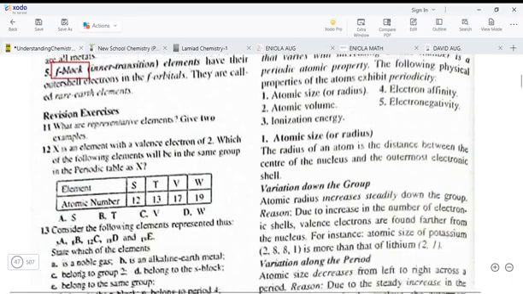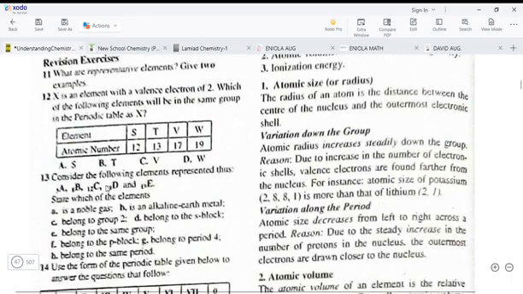Then if you look at the next question, consider the following elements represented thus: A, B, C, D, E, having atomic numbers of 3, 8, 12, 18 and 19. They say state which of the following is a noble gas. A noble gas has a complete shell after taking your 2, 8. So 2, 8, that's making 10.